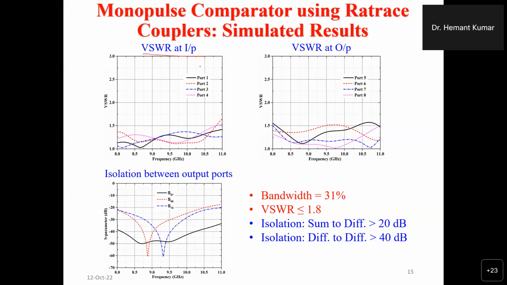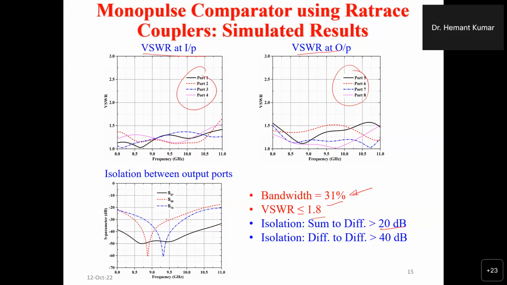And if you see, the simulated results show the VSWR plot at the input port, at the output port, and the bandwidth that can be obtained for this rat race monopulse comparator is 31% for 1.8 VSWR, and the isolation between the sum to difference and the difference to difference is better than 20 dB and 40 dB respectively.